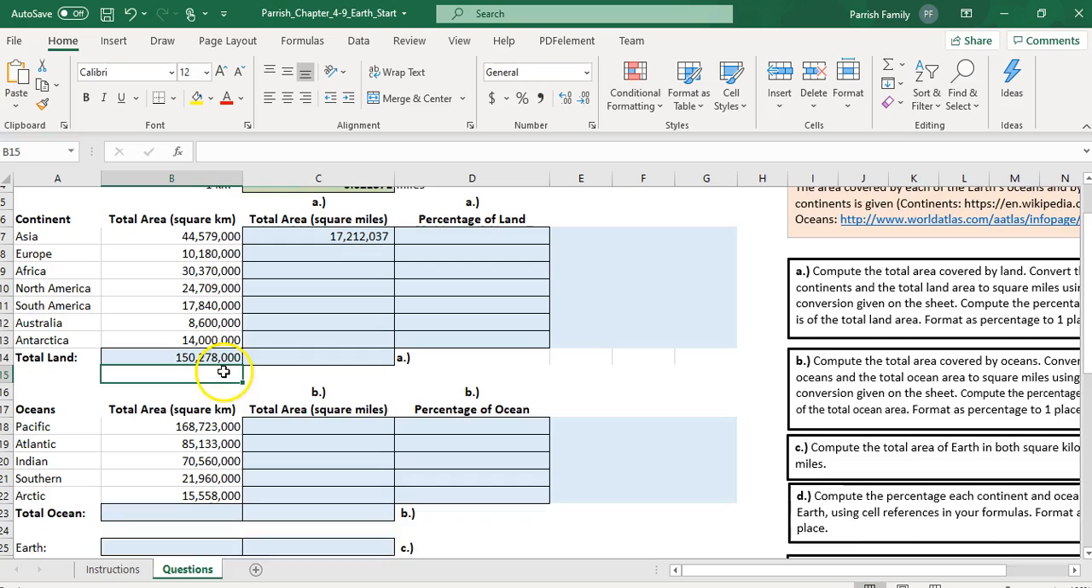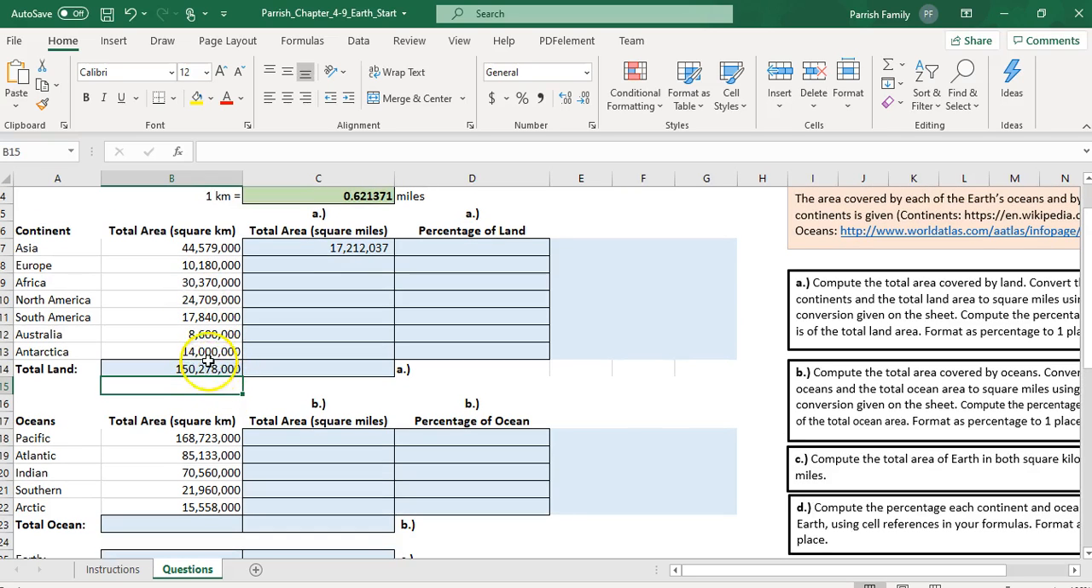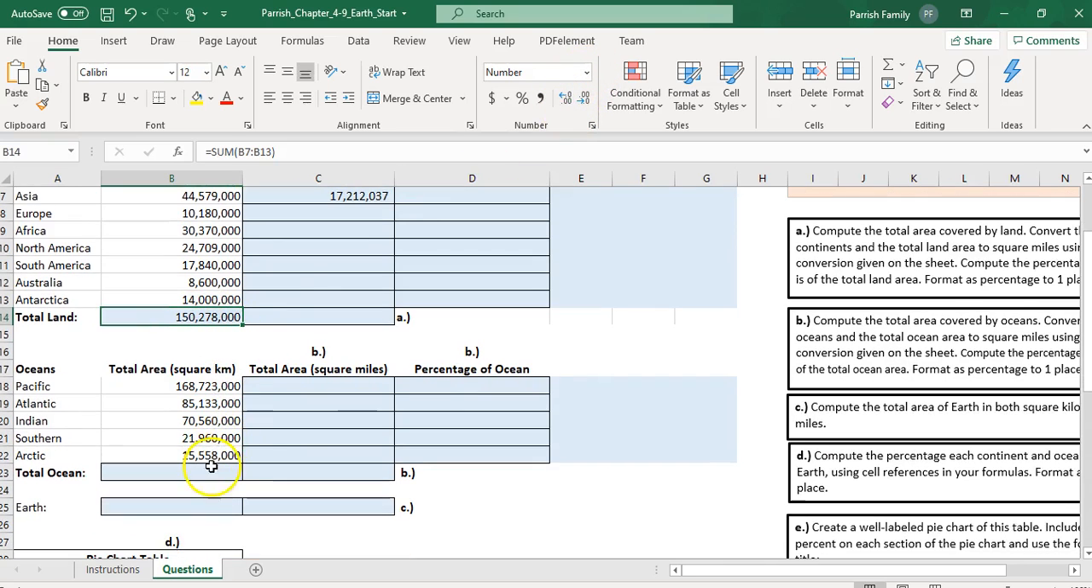And the biggest thing here is they want you to format it as a number with no decimal places. So we're just checking to make sure we've got number, no decimal places, and we've got commas. And you're going to do the same thing for the ocean to find the total area of the ocean. Okay, so I'll give you a minute to do that.